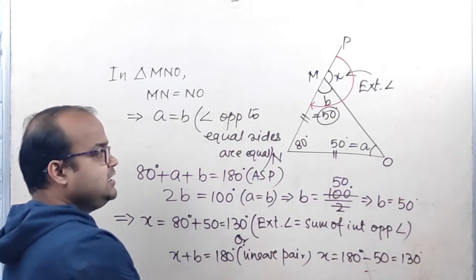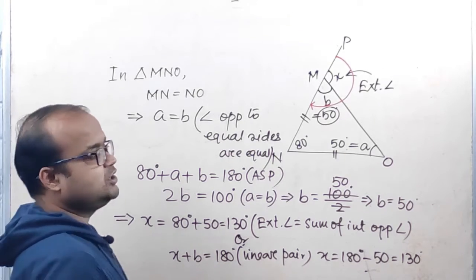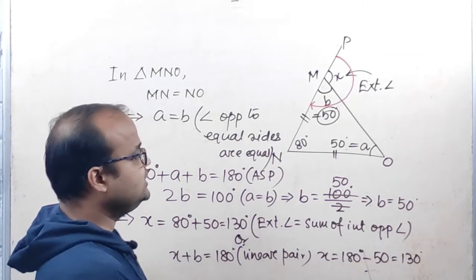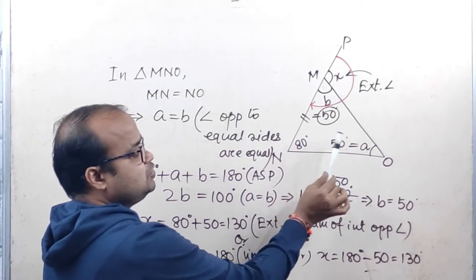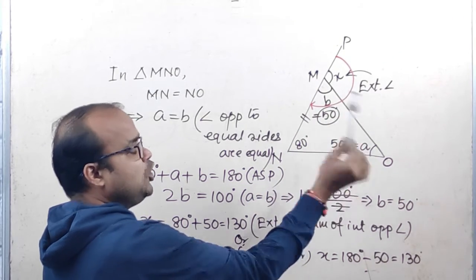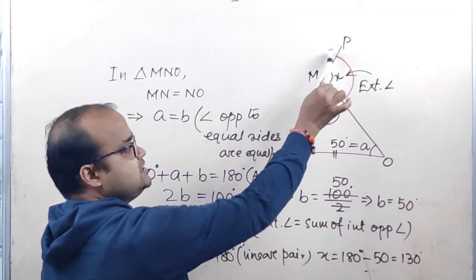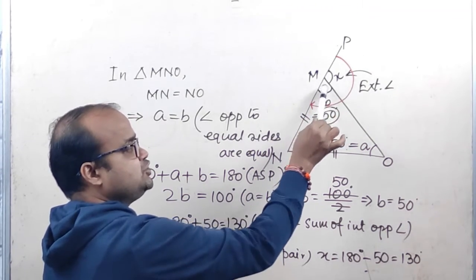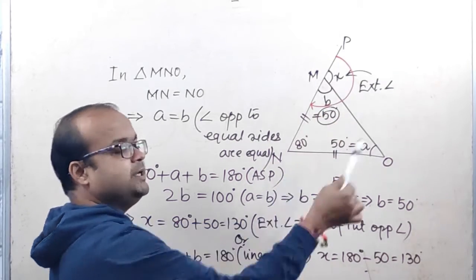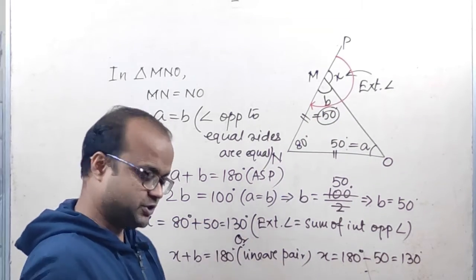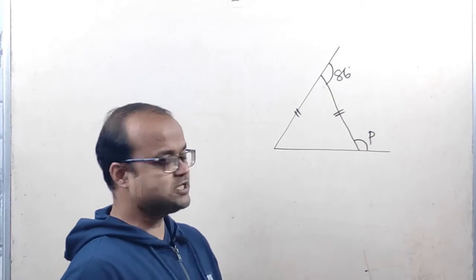So in any way you can find out the value of X. Either you can use the external angle is equal to sum of internal opposite angles, or you can say that since this is a straight angle, the sum of these two angles is 180 degree, one angle is 50, so the other angle will be 180 minus 50. Now let us discuss this problem.